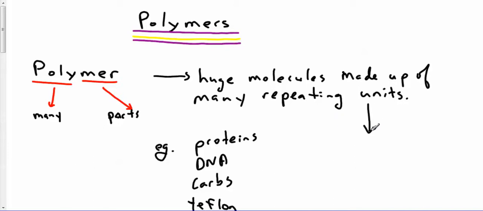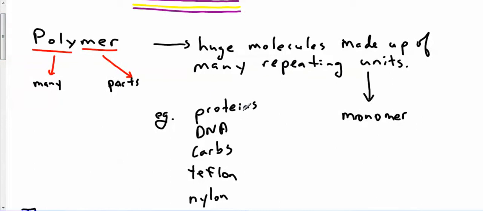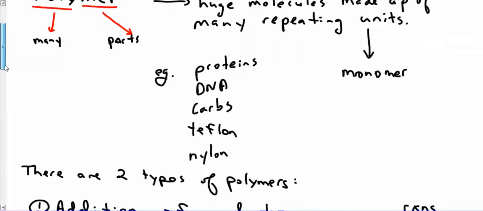These repeating units are called monomers. These are the little things that make up the big thing. Some examples in our daily life: proteins are polymers of amino acids. DNA is a polymer of nucleic acids. Carbs are polymers of sugar molecules. Teflon is a polymer. Nylon is a polymer.